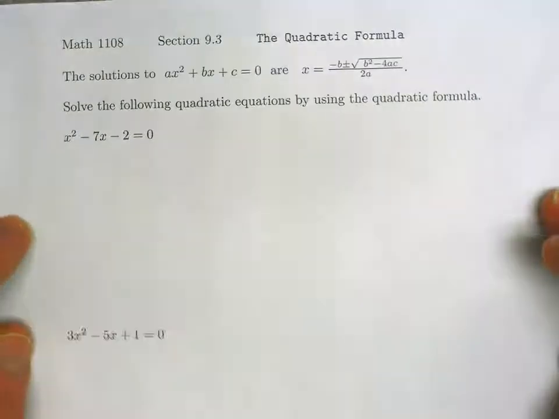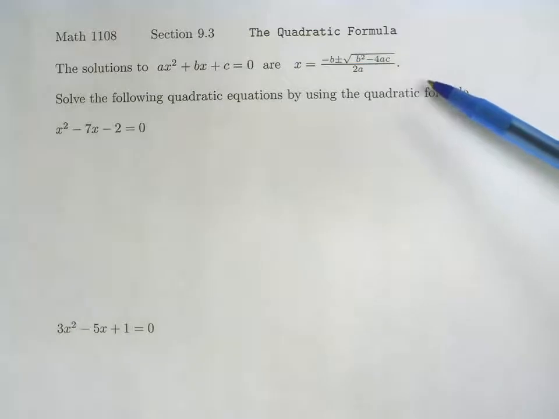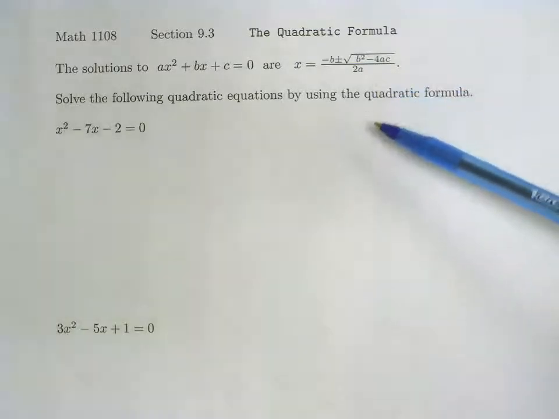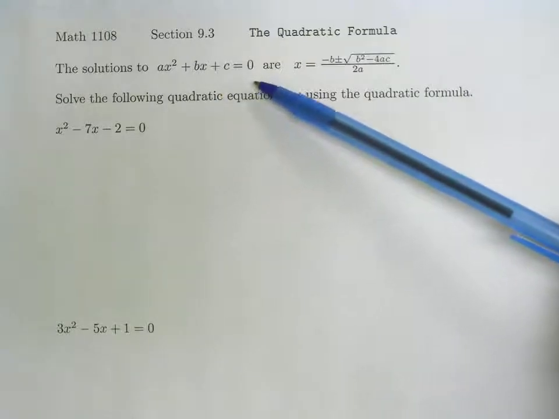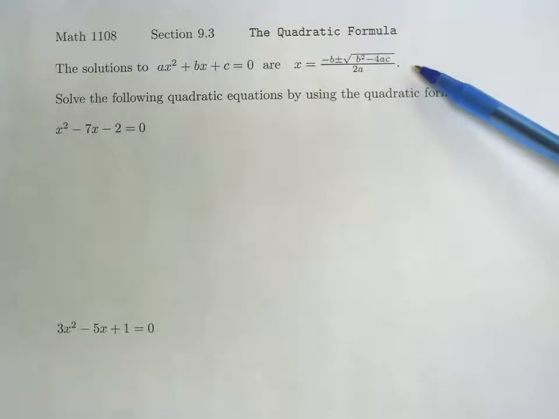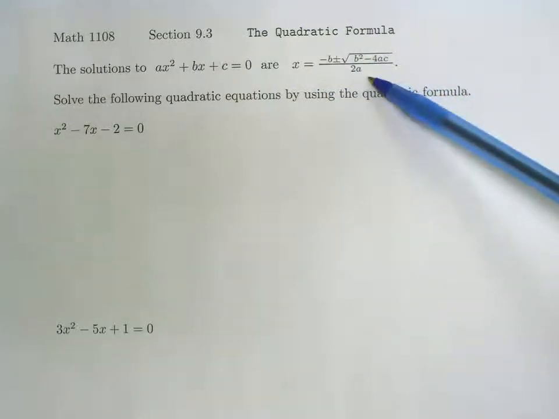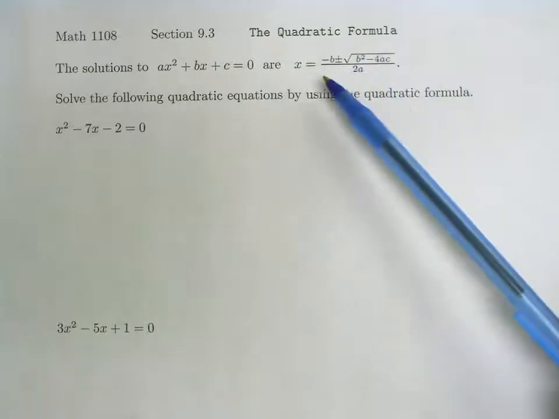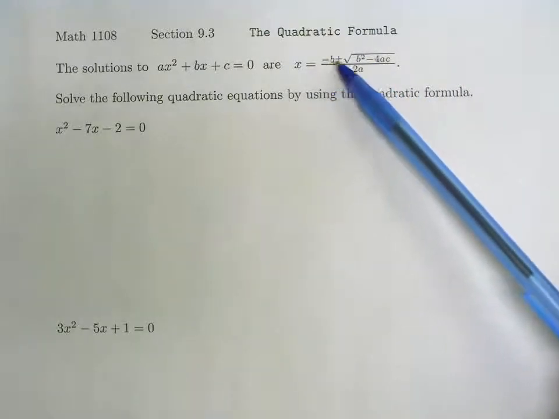So at the top, I have a reminder of what the quadratic formula is. The solutions to ax squared plus bx plus c equals 0 are x equals, in the numerator, negative b plus and minus the square root of b squared minus 4ac, and it's all divided by 2a. So remember that you divide everything in that numerator by 2a.